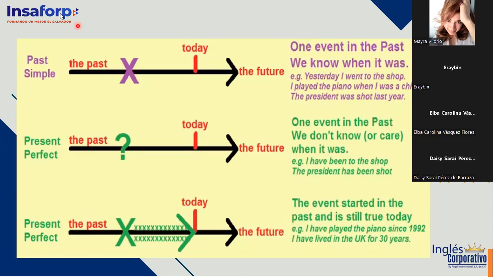One event in the past, we know when it was. Example, yesterday I went to the shop. I played the piano when I was a child. The president was shot last year. All right, thank you very much.